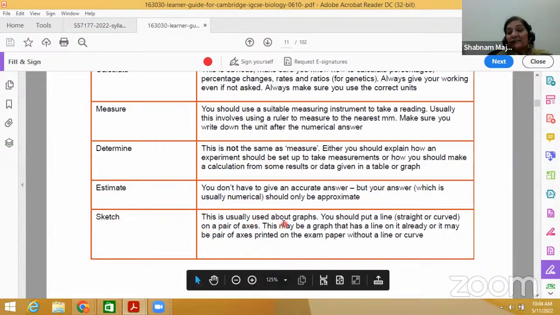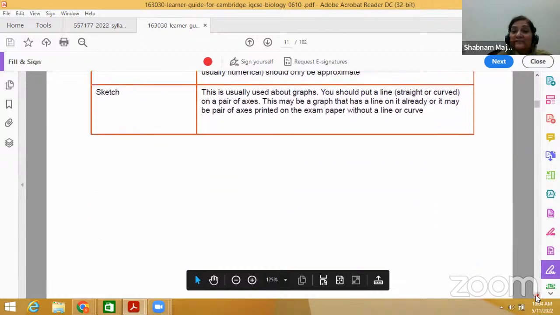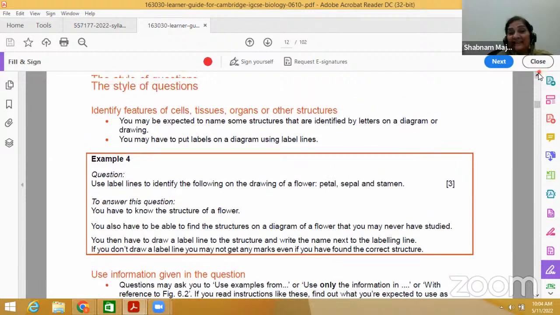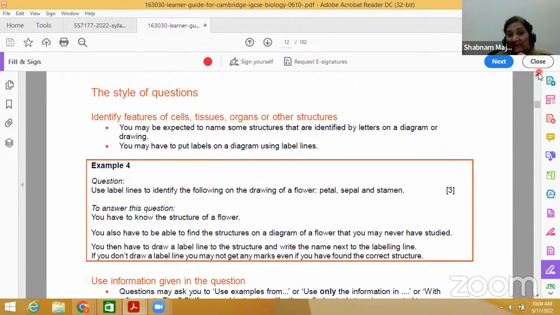Sketch. This is usually used about graphs. You should put a line, straight or curved, on a pair of axes, maybe a graph that has a line on it already, or it may be paired axes printed on the exam paper. You know that you can get the osmosis grid graph. You can get grid graphs in your theory papers. They're very important. I hope you know how to calculate the surface area of a leaf. Grid is given, osmosis graph is given, limiting factor graph is given.